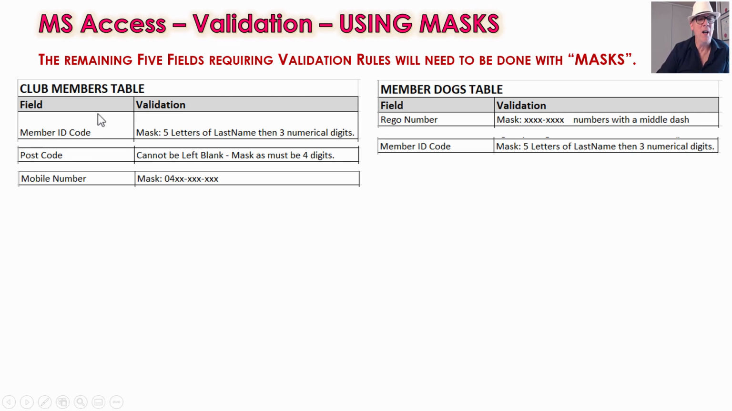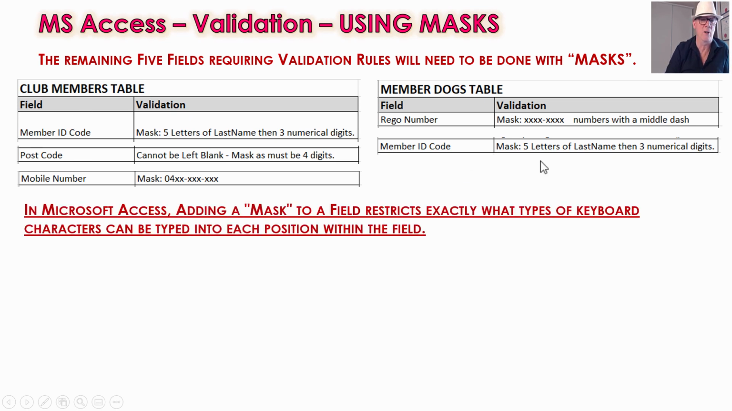All right, so we've got to do member ID code. Postcode we're going to do as a mask, mobile number, rego number, and member ID code again. So we're doing it in 2 tables, the member ID code, because it is in 2 tables. It's in the members and the dogs.